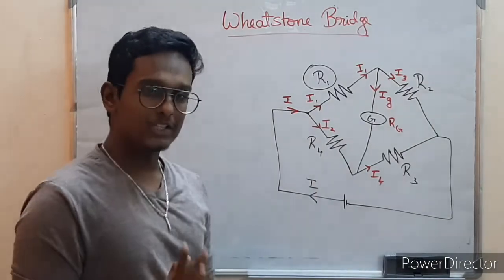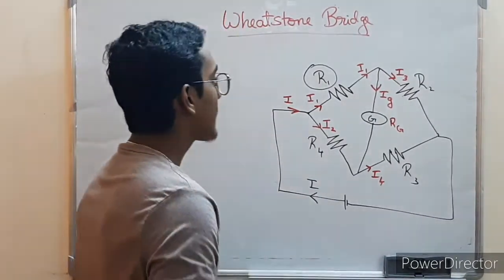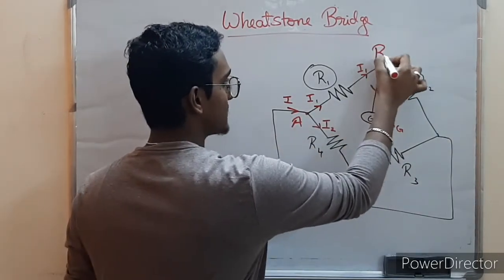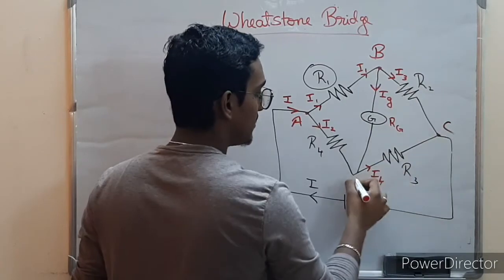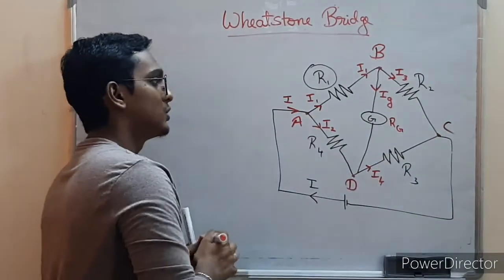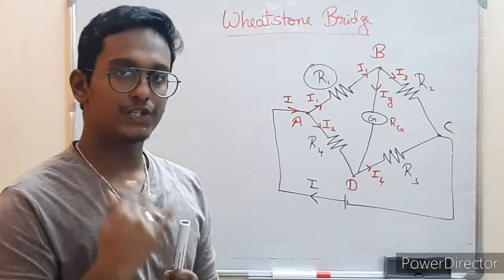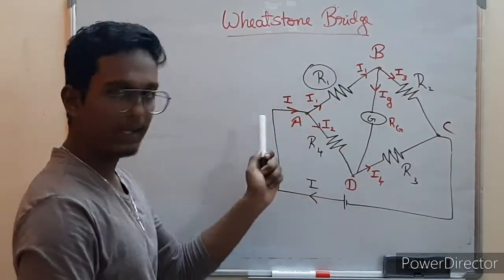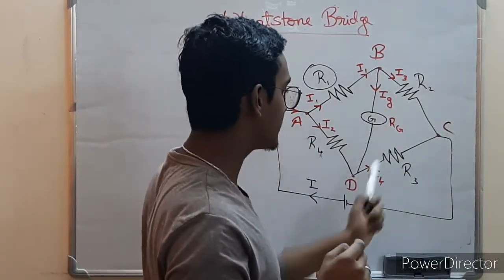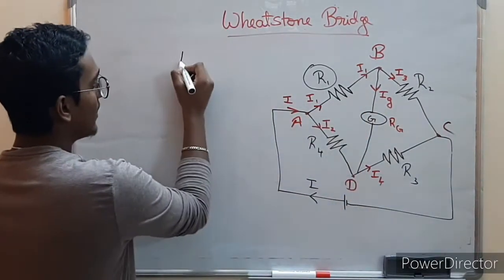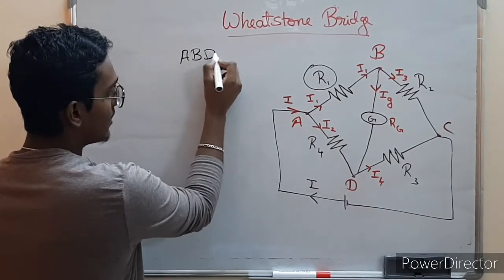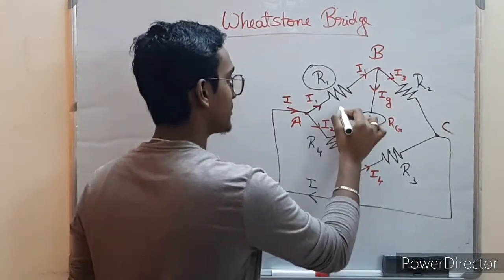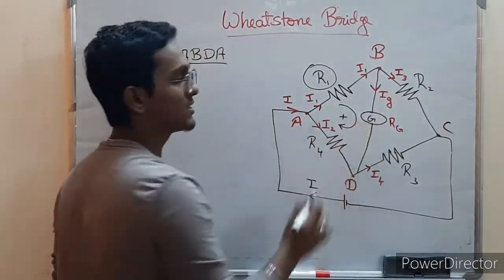In this method we are going to assume IG equals 0. Let's see why. Firstly let me mark these points. This point is A, this is B, this is C, and this is D. So we have to again choose two loops, choose conventions, and apply Kirchhoff's law. Let's choose the loop ABDA and the other one as BCDB. So in loop ABDA, I'm going to choose the convention that the positive direction is the clockwise direction. This direction is taken to be positive.